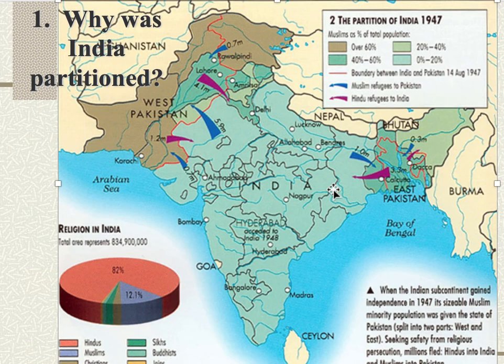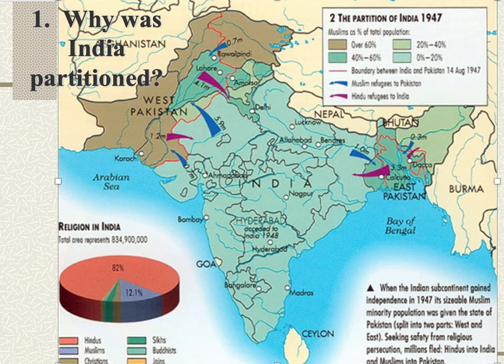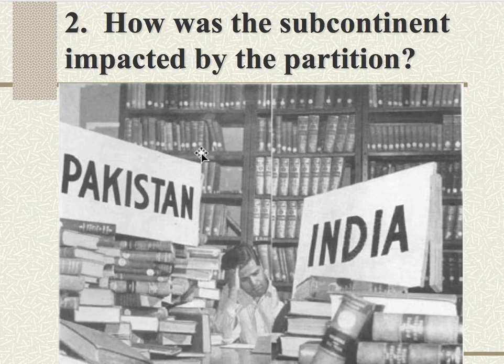And if you can see on this map, all those arrows indicate the movements of people that is going to occur after partition, because many Hindus are going to leave the areas that were given to Pakistan, and many Muslims are going to leave the areas that were given to India and move into Pakistan. Which takes us to this question: how was the subcontinent impacted by the partition?